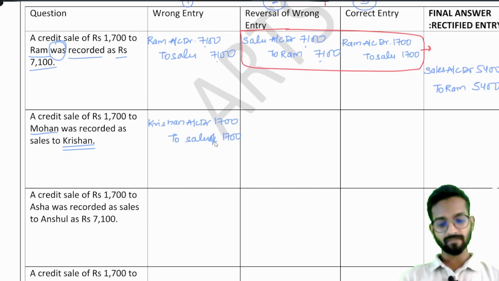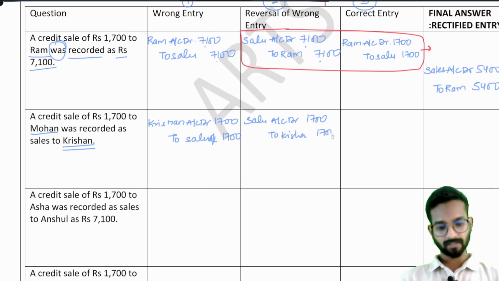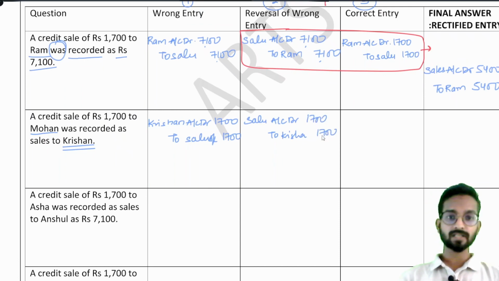Understood? This sale we recorded as this. Now what will I do? I will reverse the wrong entry. So you will write here sales account debit to Krishan 1700. Now what is the correct entry?